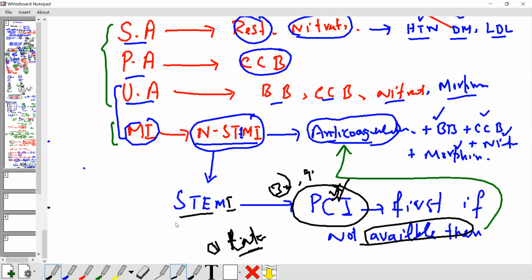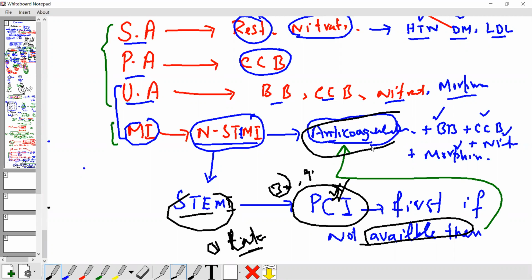PCI is just putting a catheter inside the artery and breaking that clot. It is percutaneous coronary intervention. Percutaneous means through the skin, coronary intervention means to intervene, to add something. So our first option for STEMI is PCI. If this is not available, or if you are late and myocardial necrosis has already started, go for the same thing, anticoagulant. For non-STEMI, no PCI, just anticoagulant.